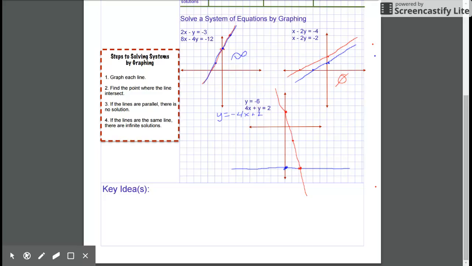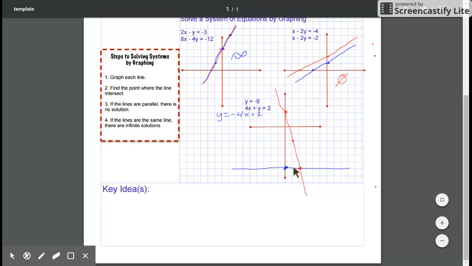y equals negative 6 is just a horizontal line. It means that no matter what value x is, the y is always at negative 6. All right? So that's just a horizontal line going across. That was my first equation, y equals negative 6.